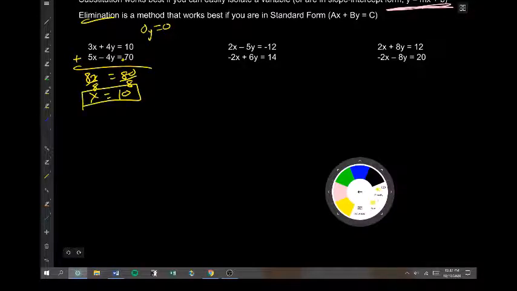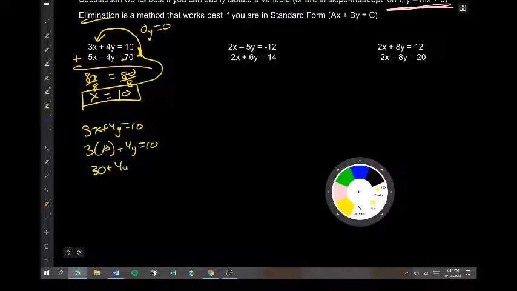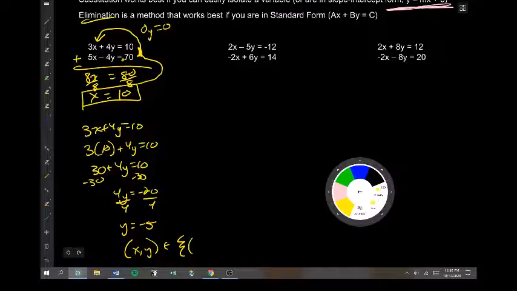Well, if x equals 10, I have to go back and find one of the other variables. So I pick which equation I want. I can go into the top or the bottom, whichever one I prefer. In this case, I'll go into the top because the numbers are smaller. So I had 3x plus 4y equals 10, but I know that x is 10. So that means that 30 plus 4y equals 10, and I'll subtract and solve for y. Subtract the 30 from both sides. 4y equals negative 20. Divide both sides by 4. And y equals negative 5. My solution is the point 10, negative 5.